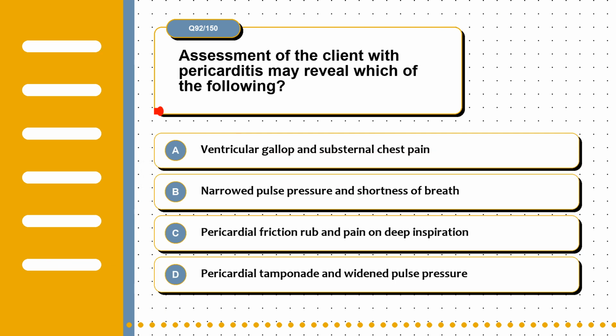Question 92. Assessment of the client with pericarditis may reveal which of the following? Here are the options. Option A, ventricular gallop and substernal chest pain. Option B, narrowed pulse pressure and shortness of breath. Option C, pericardial friction rub and pain on deep inspiration. Option D, pericardial tamponade and widened pulse pressure.